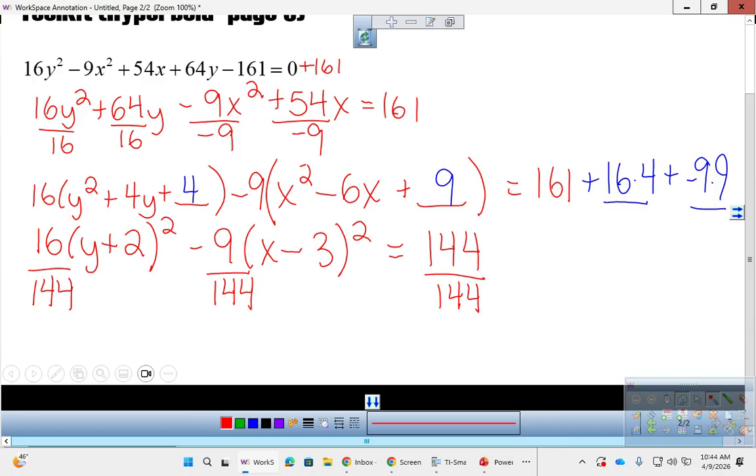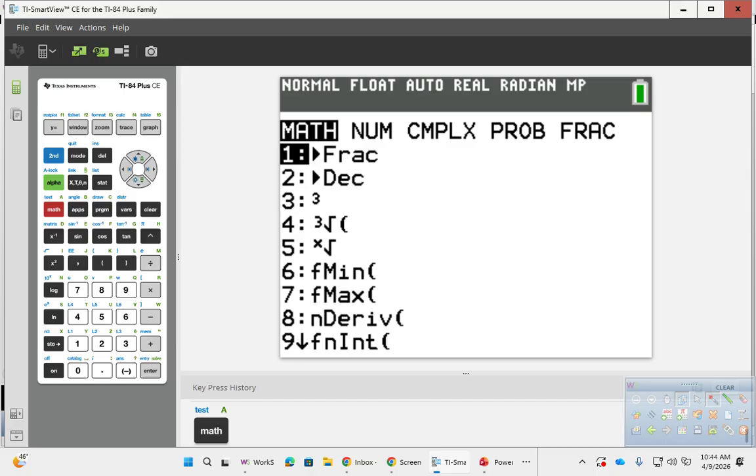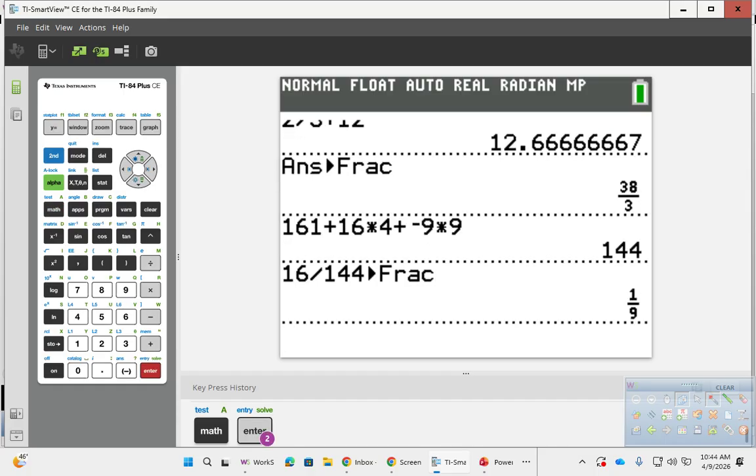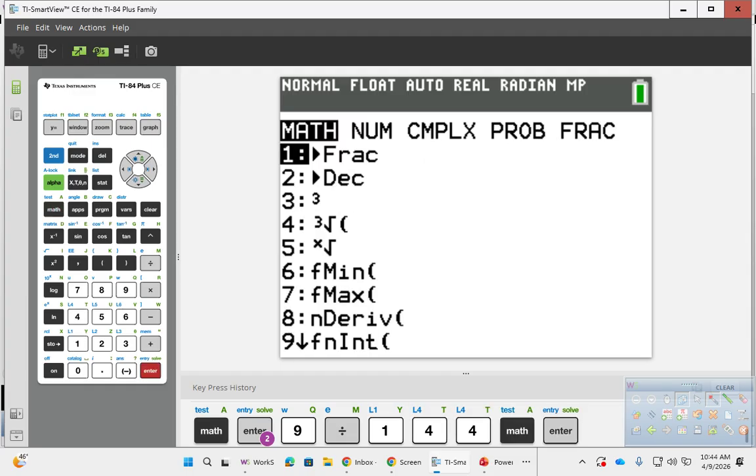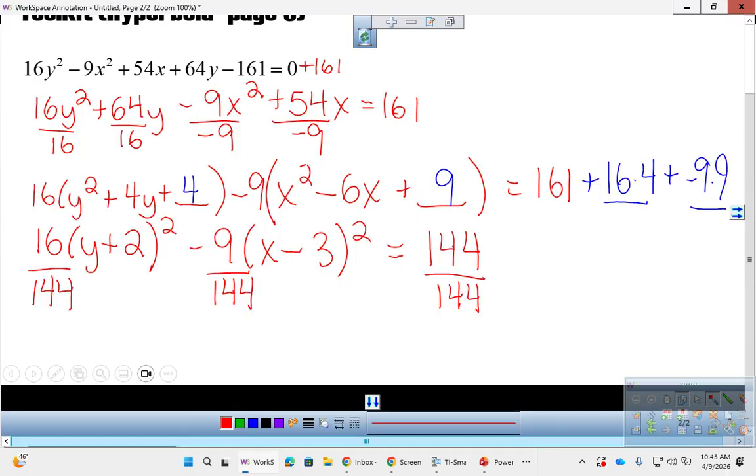And what I'm doing from here is just 16 divided by 144, math, enter, enter. And 9 divided by, sorry, negative 9, but it doesn't matter, 144, math, enter, enter. So that I'm simplifying that fraction on the other side. So this becomes a 1/9, but I don't need to write the 1. So y plus 2 squared over 9. Instead of writing a negative 1/16, I'm going to put a minus, and then x minus 3 squared over 16.